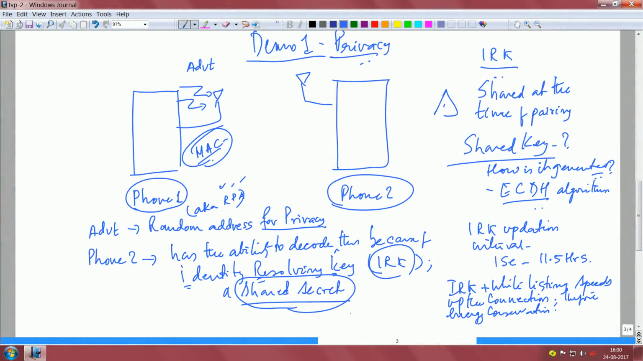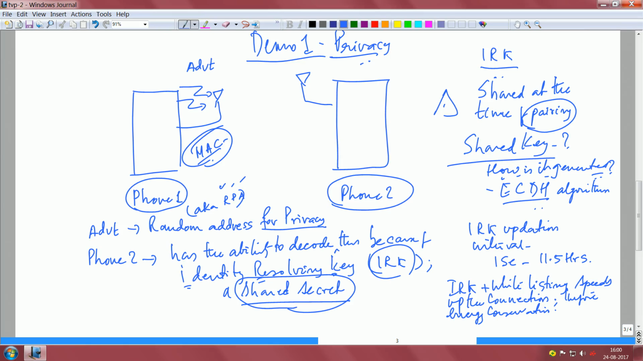And what is the IRK? The IRK is a shared secret. And how do you generate a shared key? A shared key is generated using the elliptic curve Diffie-Hellman algorithm. We will not get into the shared key generation part, but this shared key is available at the time of pairing.